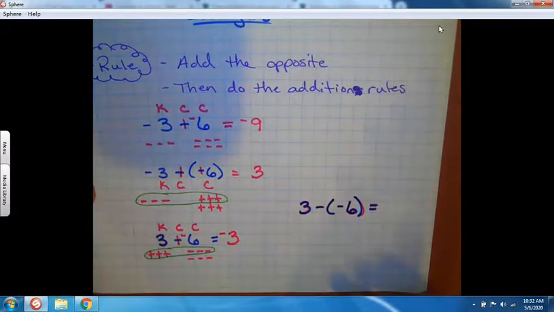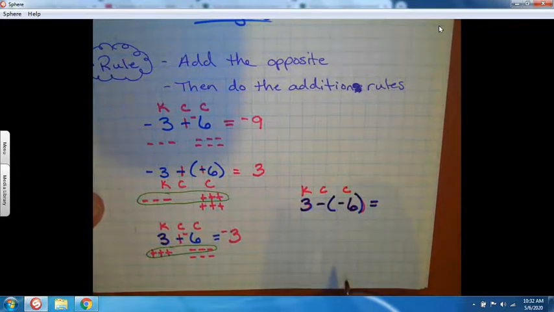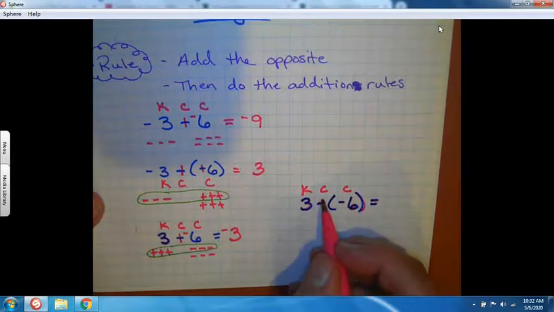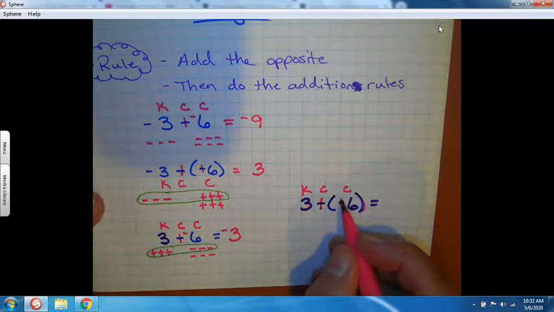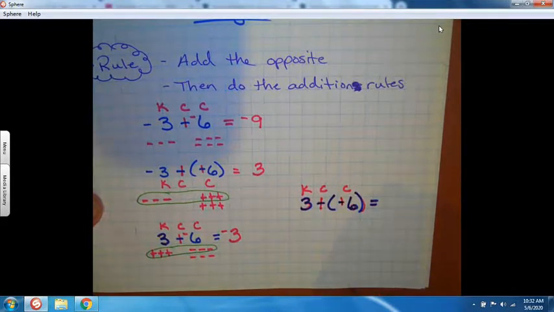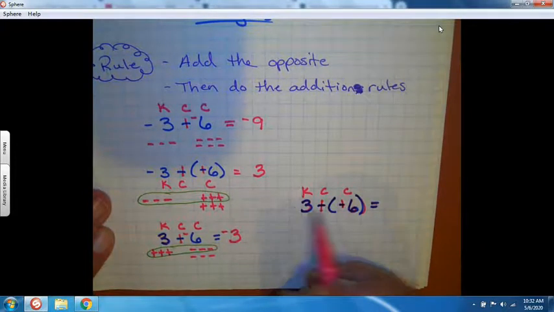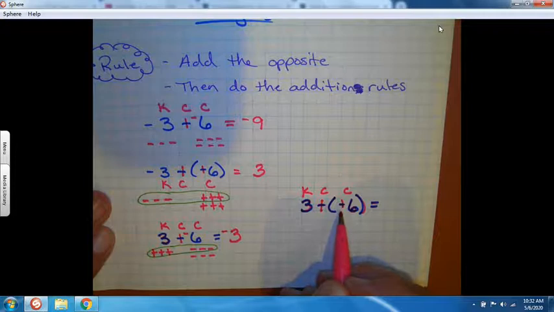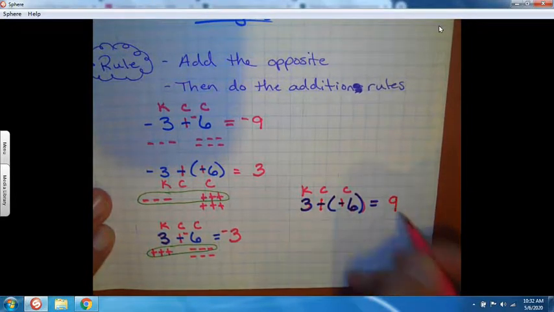So we're going to keep, we're going to change, and we're going to change. Keep that. Change that. Bam. What's the opposite of negative 6? Positive 6. Bam. So signs are the same, positive 3, positive 6, so we add. 3 plus 6 is 9.